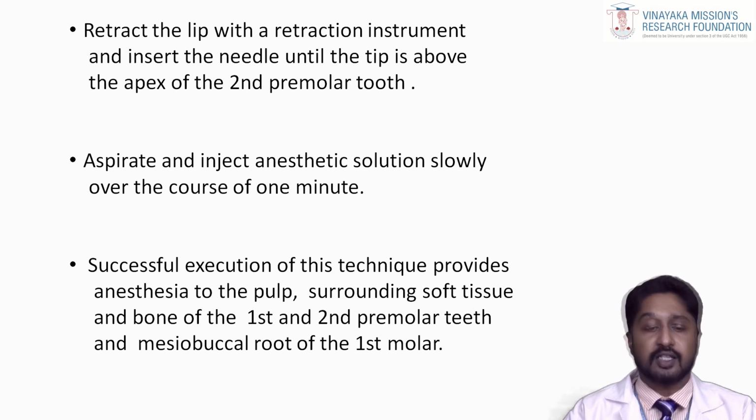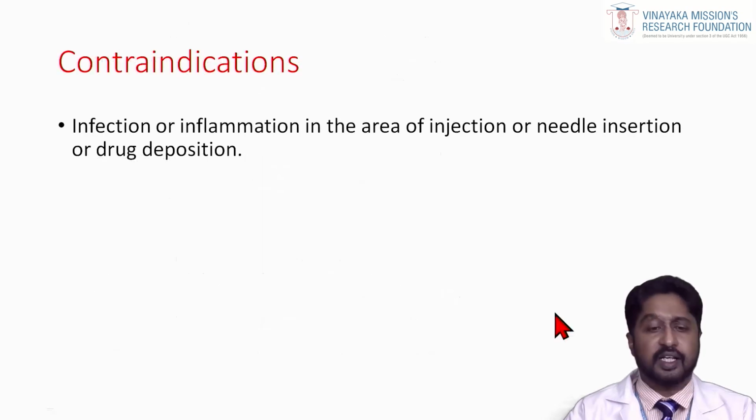Give it slowly. Successful execution of this technique provides anesthesia to the pulp, surrounding soft tissue and the bone of the first and second premolar and the mesiobuccal root of the first molar. Contraindications are infection or inflammation in the area of injection, needle insertion or drug deposition. So when there is an infection or inflammation in that particular area, this could be a contraindication.